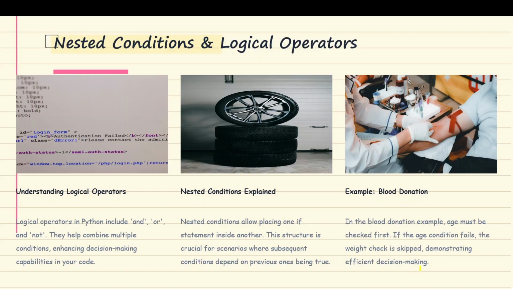So let's check it out. It's not about the blood donation itself. It's about the example of blood donation criteria, how we are going to find which candidate is eligible for blood donation. So let's check it out. Let's move forward to our VS Code.